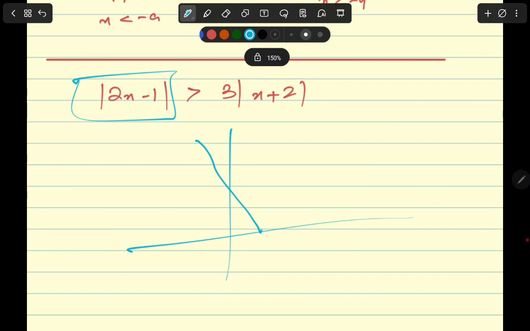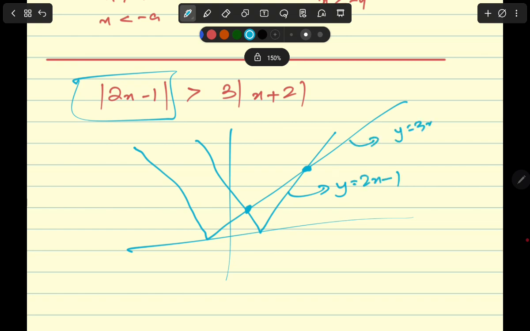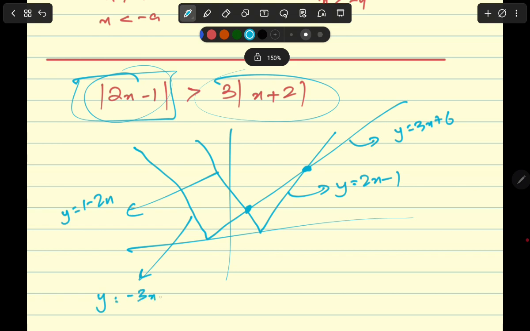Okay, wait a second. So we will have something like this, let's say. So you're going to find this solution and this solution, and I told you how to find. So this is going to be y equals 2x minus 1, and this line is going to be y equals 3x plus 6. This line is going to be y equals 1 minus 2x. I multiplied this entire thing by negative, and this line is going to be y equals negative 3x negative 6. Okay, so you are going to solve the relevant ones simultaneously in order to find these.